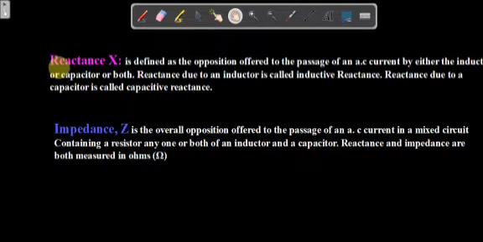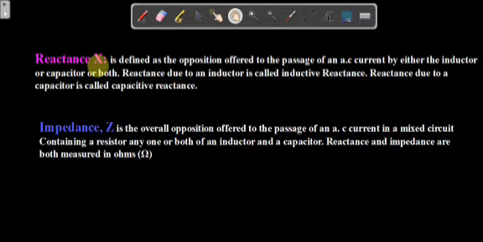All right, here we are going to look at the definition of impedance and reactance of an AC circuit. By definition, reactance is defined as the opposition offered to the passage of an AC current by either the inductor or capacitor or both of them. Reactance due to an inductor is called the inductive reactance, and the reactance due to the capacitor is called the capacitive reactance. I've already explained that in my previous video.